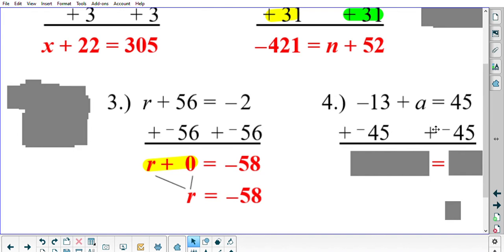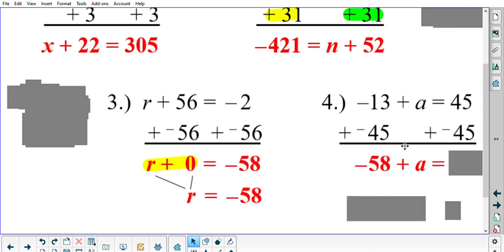It appears I am adding by negative 45 on both sides. So negative 13 plus negative 45 would give you negative 58. And then bring down the plus a. It does not disappear. 45 plus negative 45 would be 0.